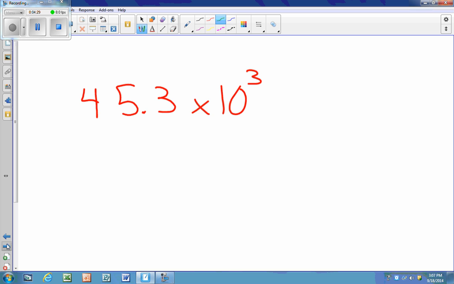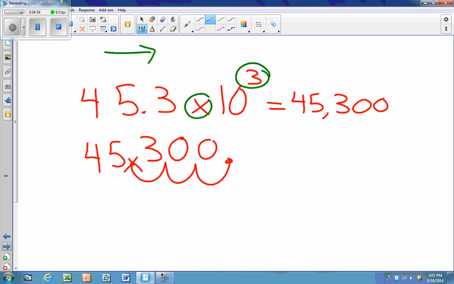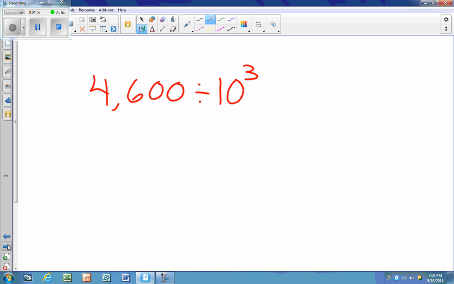Here's another example. We know we're multiplying, so we need to go to the right. It's telling me 3 times, so I have to jump 3 times. So once again, I'm actually going to rewrite my problem down here so that I have room to jump, and I'm going to jump 1, 2, 3. I know I need to fill in zeros. My decimal doesn't exist there, it's now here. So my answer is 45,300.